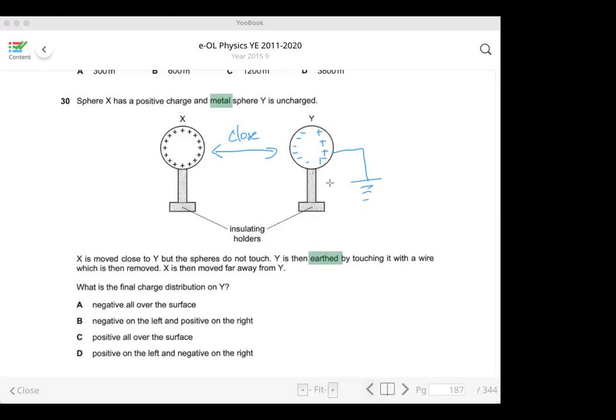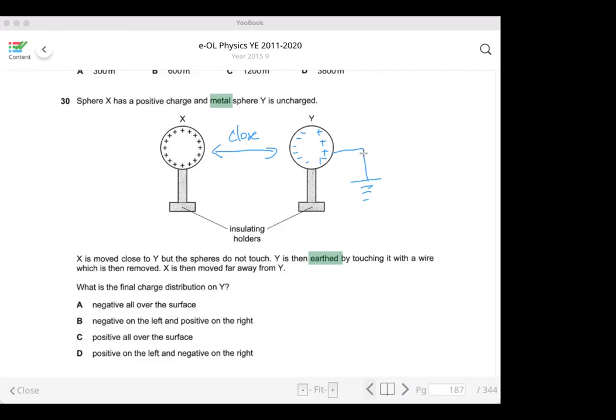Regardless of where I earth it, the side that is near the X will always be negative, because negative attracts positive, and then the positive repels positive. Is that clear? So no matter how you earth it, the side that is nearer to the X will always be negative. Clear so far? This Earth either supplies unlimited electrons or absorbs unlimited electrons.